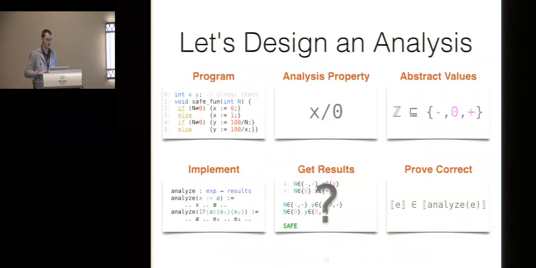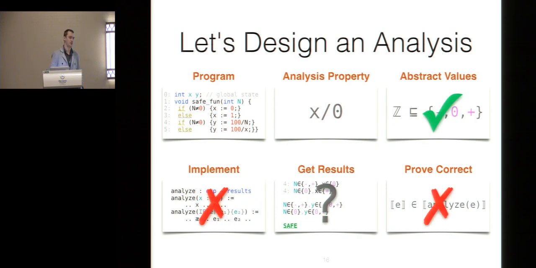So say you've gone through this loop of designing an analysis and you want to change these results. What do you do? Well, there's good news and bad news. You can reuse your choice of abstraction for values. And this is a classic technique in abstract interpretation, a tuning knob you have to vary the results of your analysis. But potentially, you may need to throw out your implementation and almost certainly your proof of correctness.